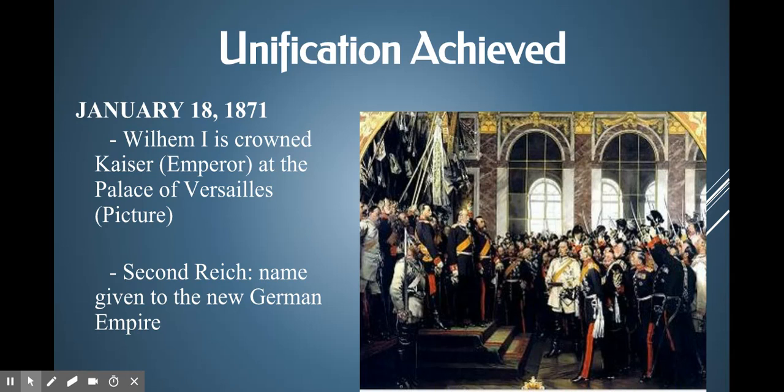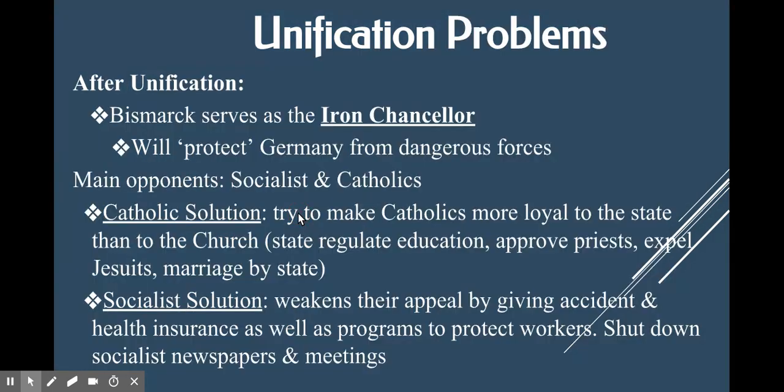So in January of 1871, Wilhelm is crowned as the Kaiser at the Palace of Versailles. And this becomes the Second Reich, the name given to the new German Empire, meaning the second government, the Prussian government being the first. And so this would be the Second Reich under Wilhelm, and Germany is now a country. However, much like Italy, Germany is also going to experience problems after unification.